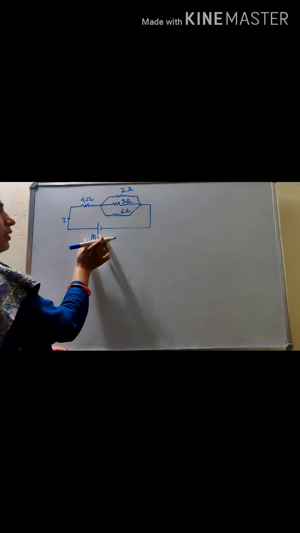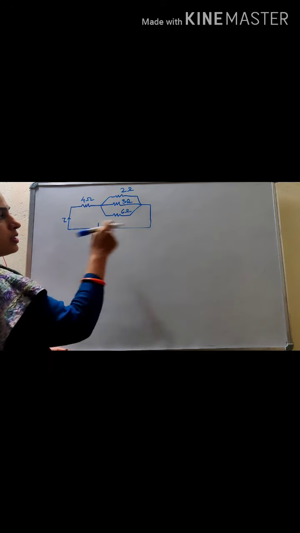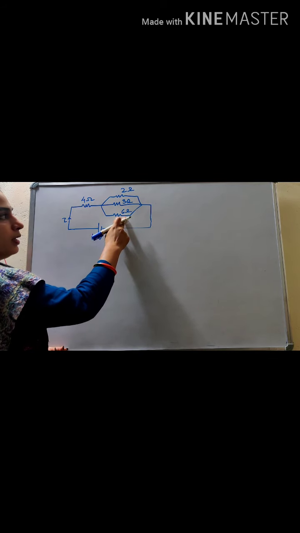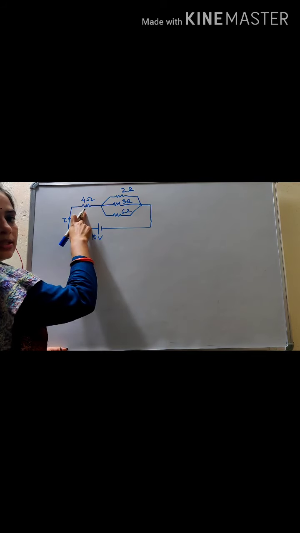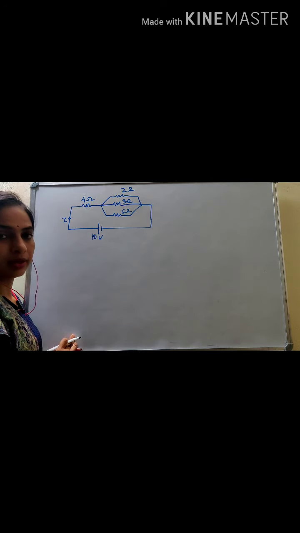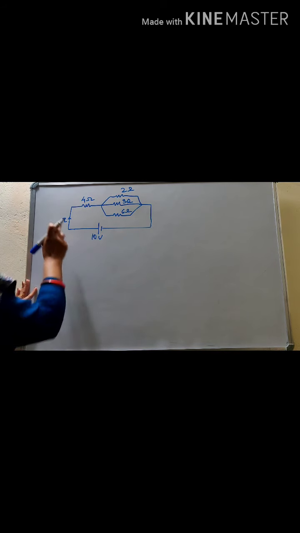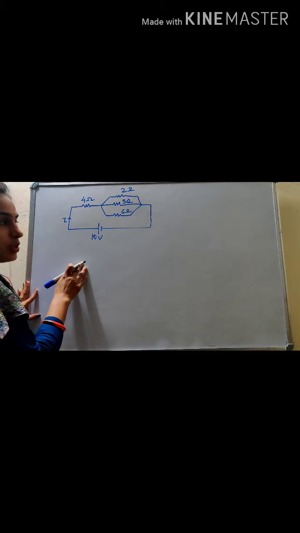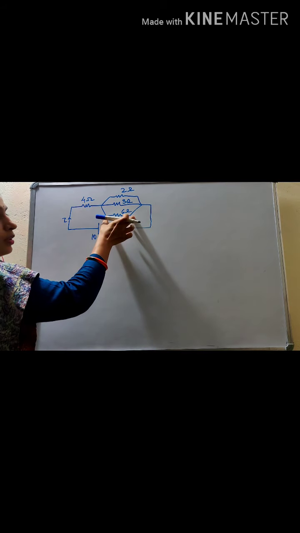We have a battery of 10 volt connected across this network. 2 ohm, 3 ohm, 6 ohm are connected in parallel, and this combination is connected in series to a 4 ohm resistor. The question remains the same: find current and potential drop across each resistor. So first we need to find the total current. For that we need to find the total resistance of the circuit. First we will solve this.